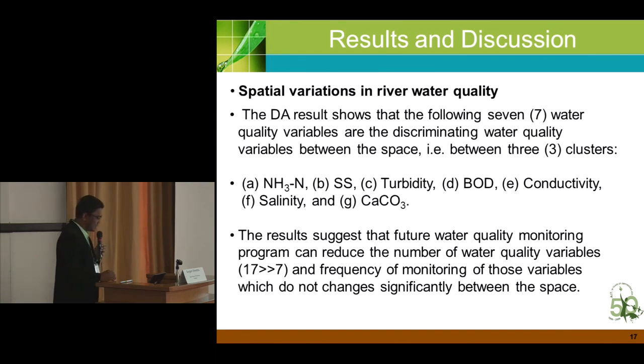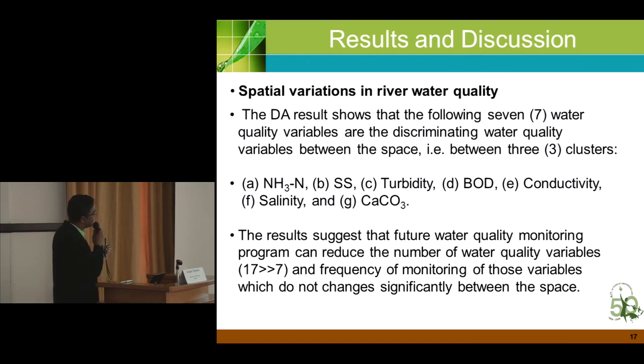Okay, that was the variation between the two seasons, but we also employed discriminant analysis techniques to see which are the most important water quality variables that change between the 3 locations, which were identified by the cluster analysis. And we found that there are 7 water quality variables which are significantly different from one location to another. These are the 7 water quality variables out of the 17 that the Pollution Control Department is monitoring.